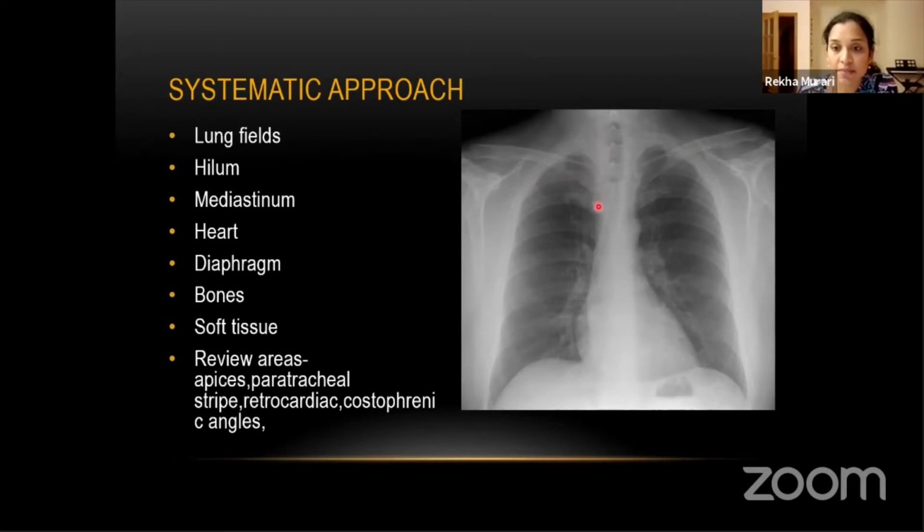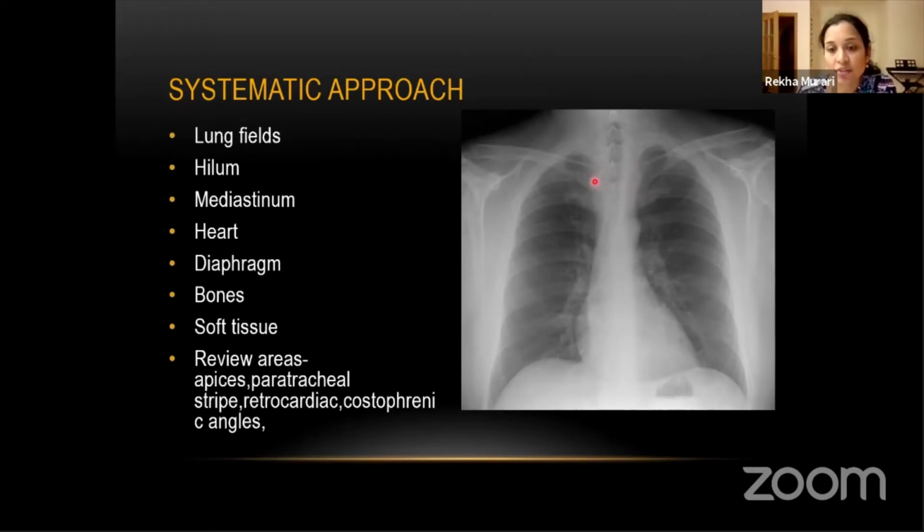Paratracheal stripe. This is the paratracheal stripe. Generally, it's allowed to be as thick as 3 to 5 millimeters. So the things that we are going to look for in the paratracheal stripe is, one is the thickness, that it shouldn't be more than 5 millimeters, and also the density. If you can see that density on the right paratracheal stripe kind of matches with the left, even though the left is not so obvious.